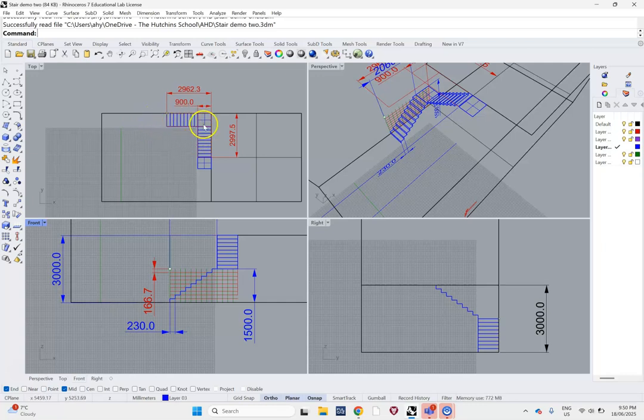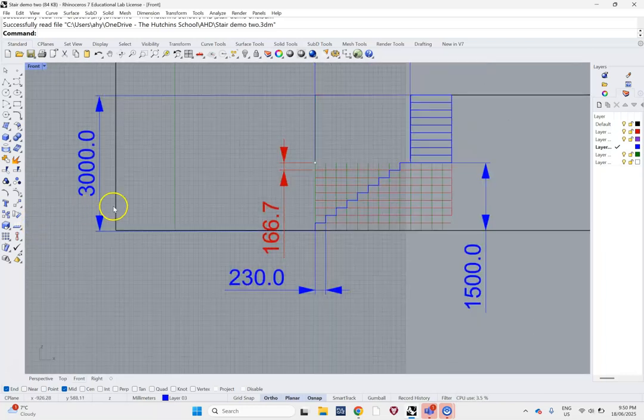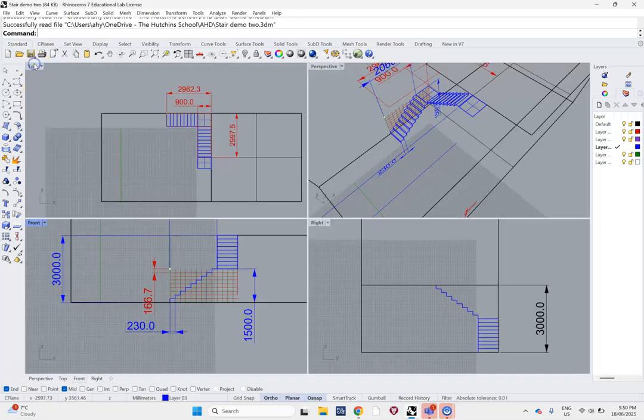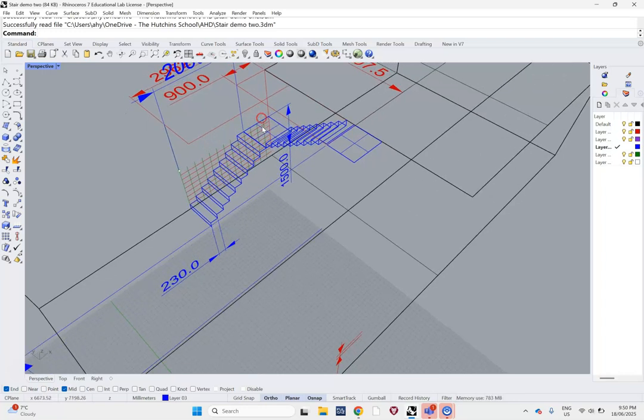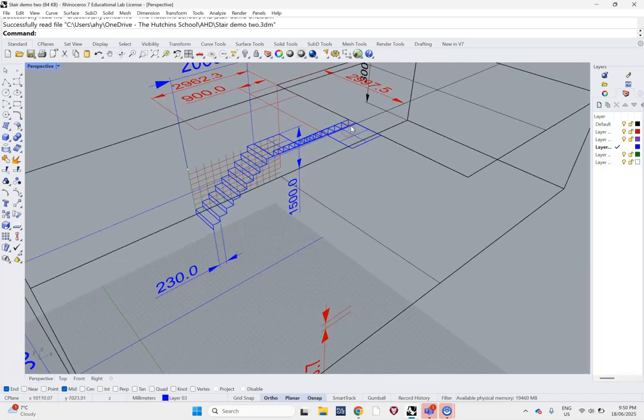So this is looking down on top, and this is looking to the side. So how I went about doing this, I knew I had to have a landing. So if I go back to my perspective view, I've got to have two landings. This landing here is at the halfway point, and this one is at the top.